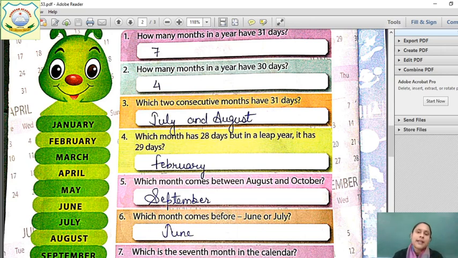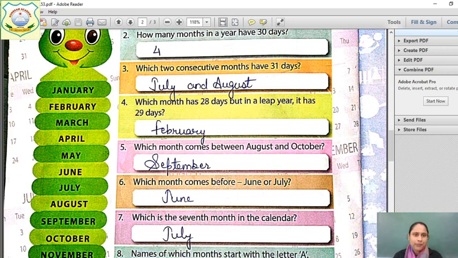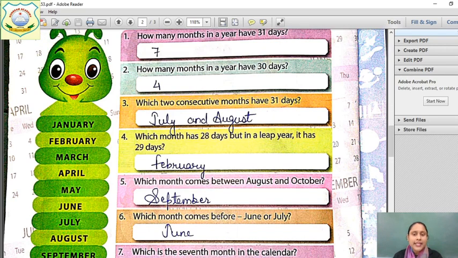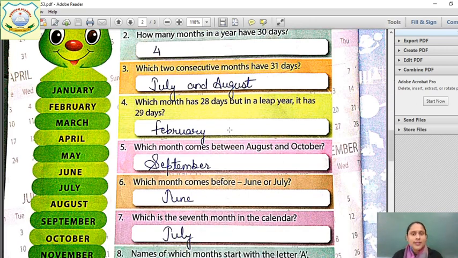So how many months are having 31 days in them? 7 months are there जिनमें 31 days होते हैं. Now how many months in a year are having only 30 days? 30 days कौन से months में होते हैं?